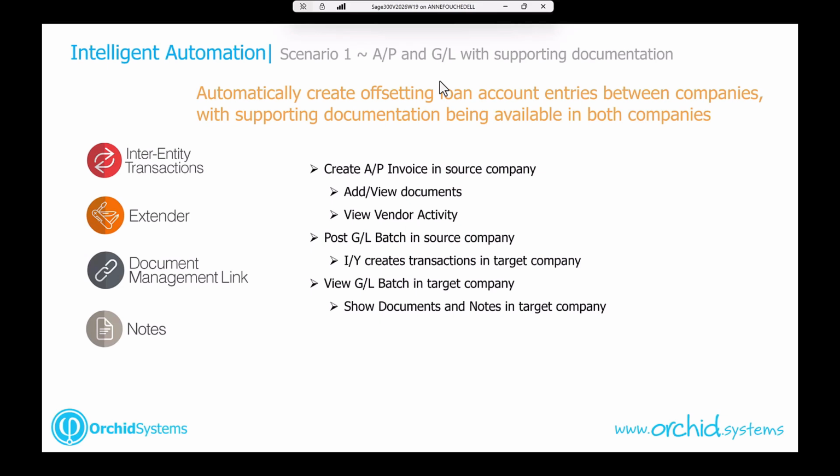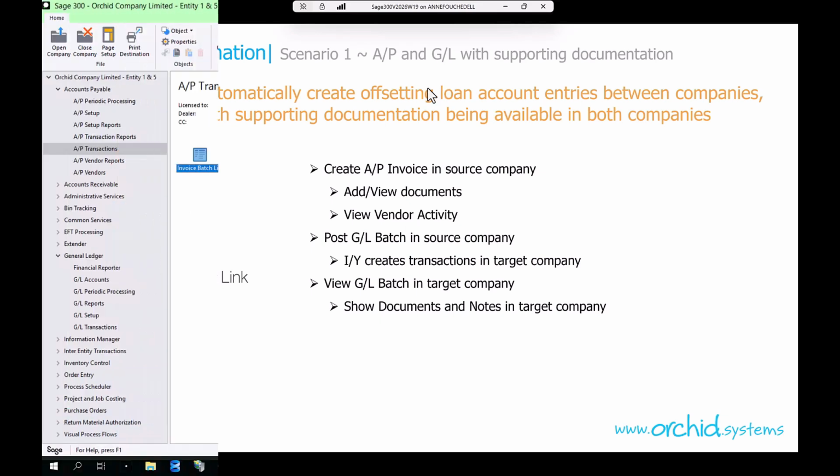And we'll add the supporting documentation to the AP invoice in Company 1. Then we'll post the GL batch and see how inter-entity transactions creates the loan account entries in the target company, and that you can still reference the documentation that you attached in AP in the GL in Company 1. And then in Company 2 and 3, we are able to see the GL batch that's being created, debit expense, credit loan account, and we still have access to the documents that were attached in Company 1.